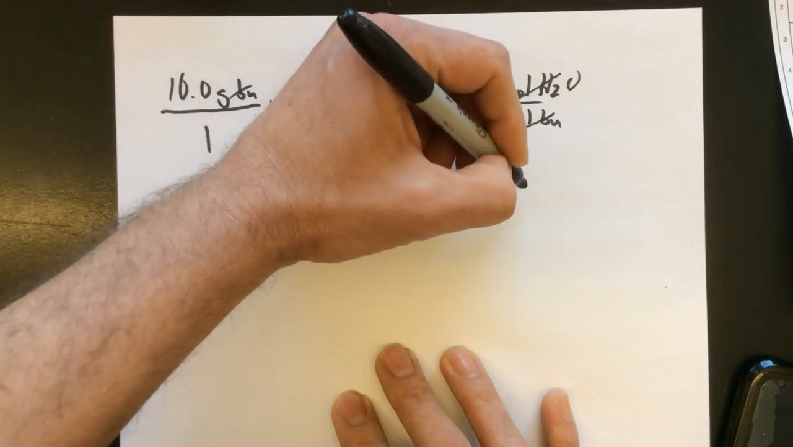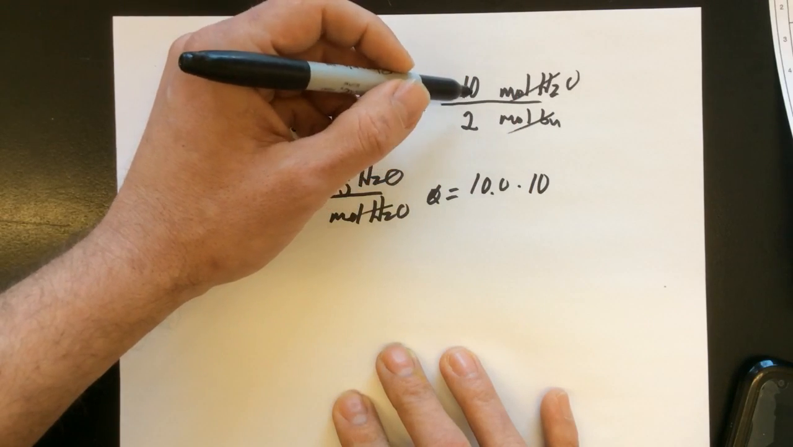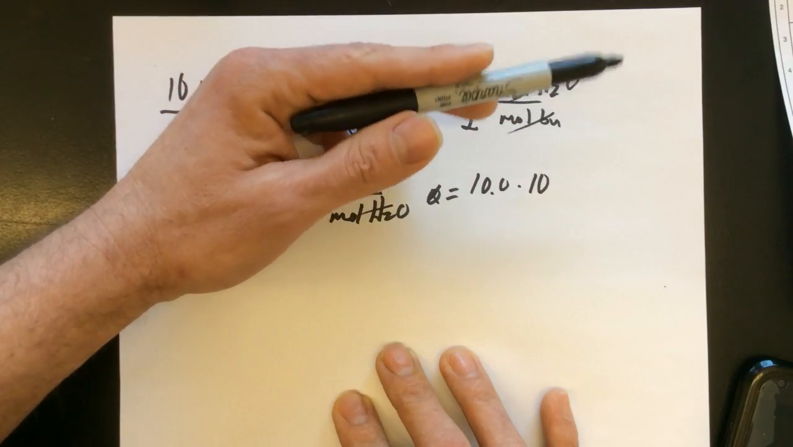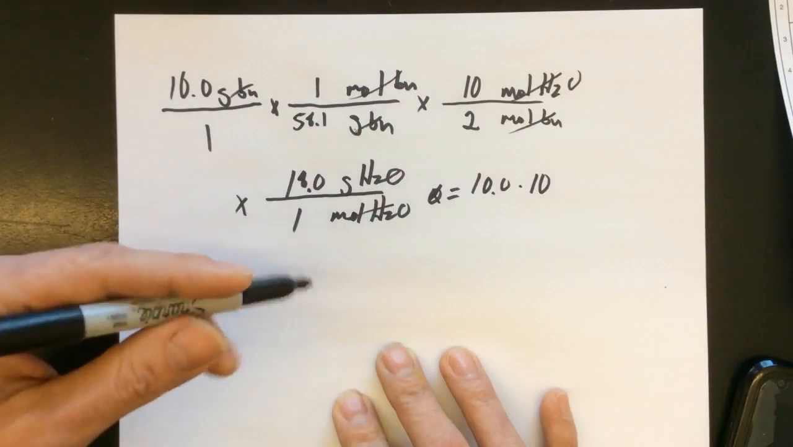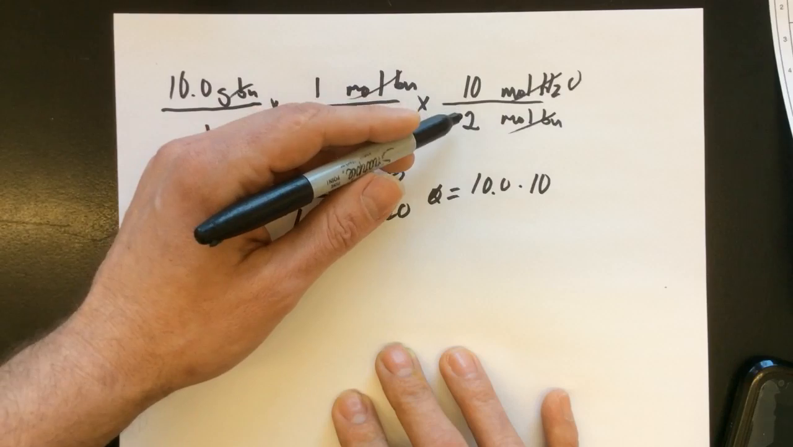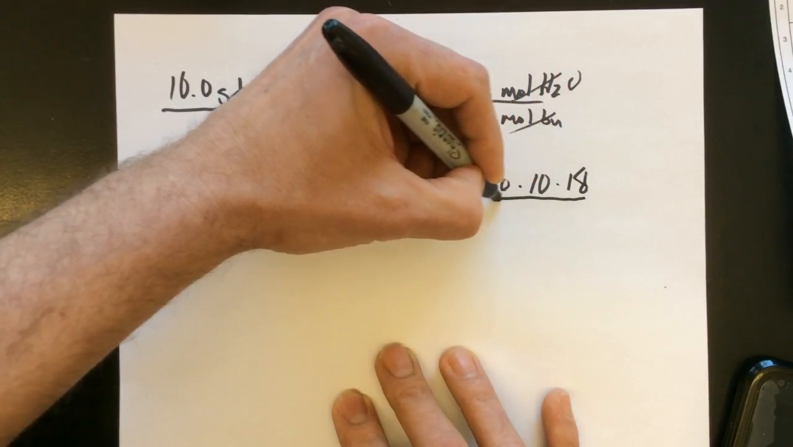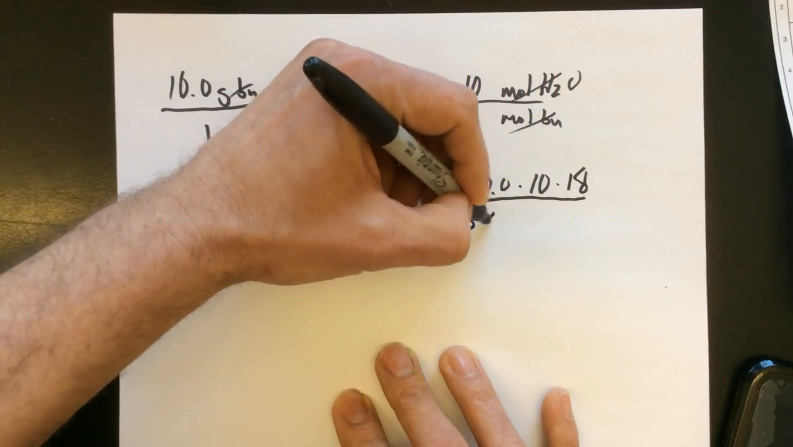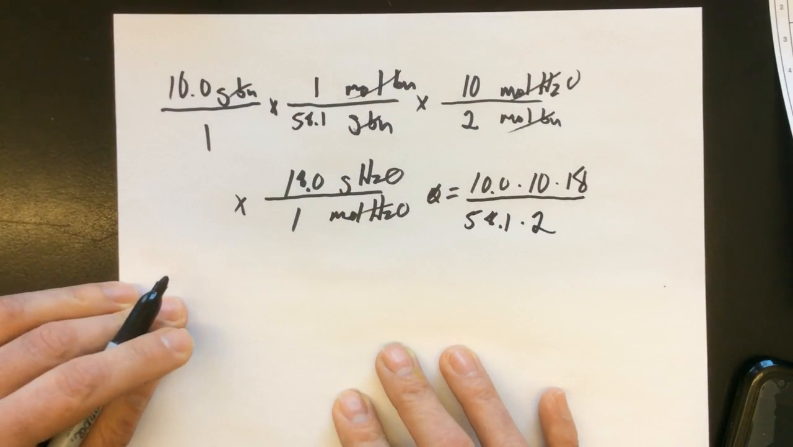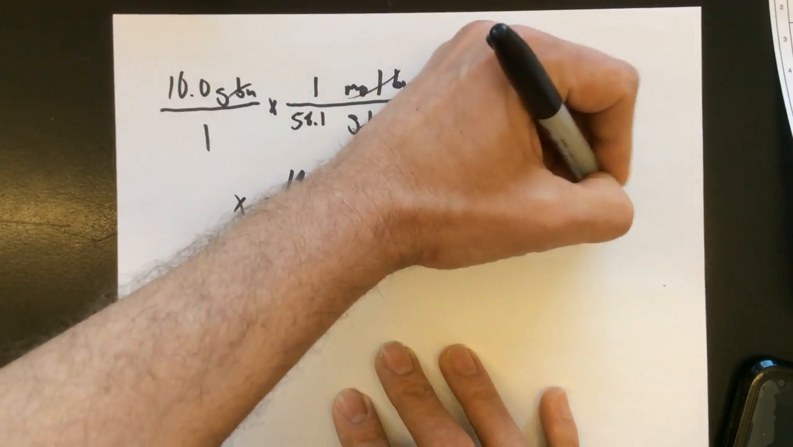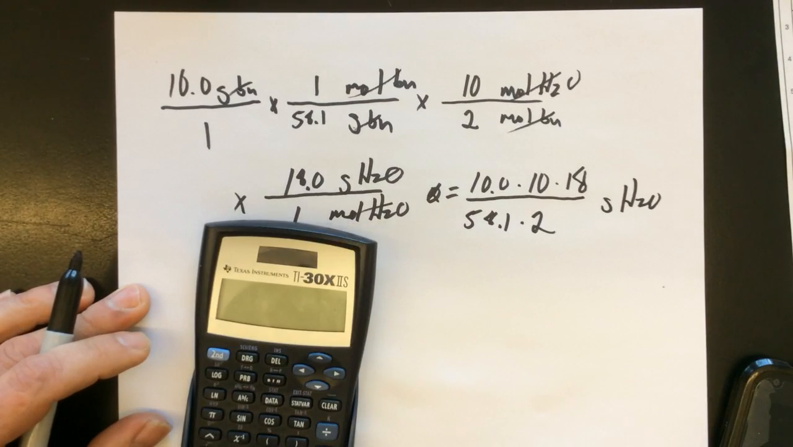10.0 times 10. Notice that these numbers have infinite number of significant figures. It's really 10.0000000 moles of water for every 2.0000000 moles of butane forever and ever. So that's never going to limit your number of sig figs in your answer. Times 18, divided by everything on the bottom, 58.1 times 2. And again, don't forget units, grams of H2O. And we just put that in the calculator.